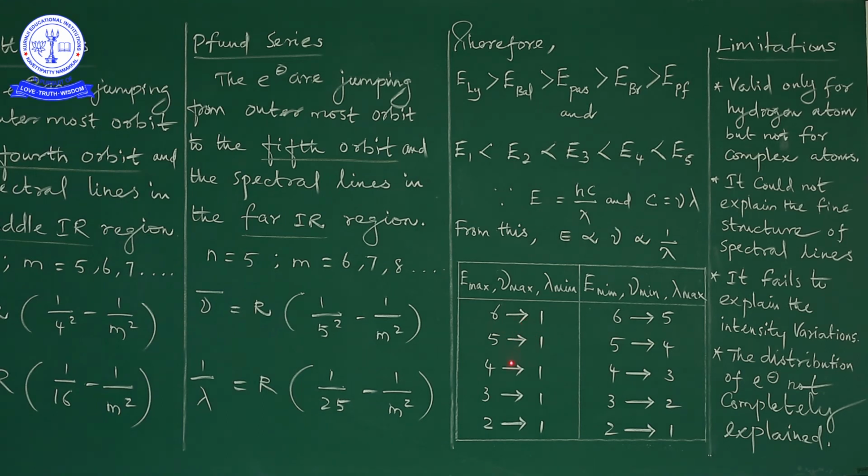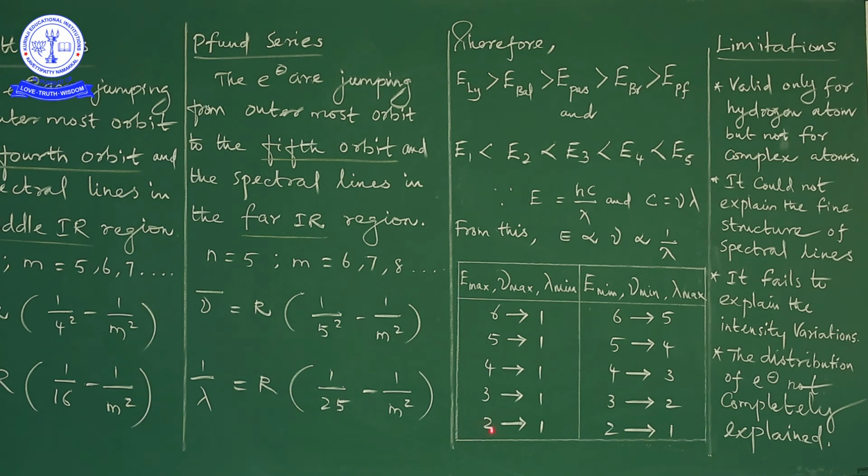Like that, while giving the rank of these 5 categories, rank number 1 is 6 to 1, rank number 2 is 5 to 1, rank number 3 is 4 to 1, rank number 4 is 3 to 1 and rank number 5 is 2 to 1. What does rank mean here? Among these 5 categories only, maximum energy, maximum frequency, minimum wavelength.